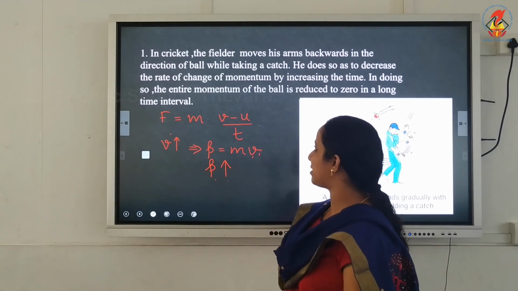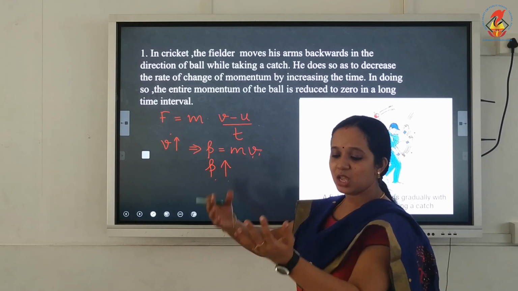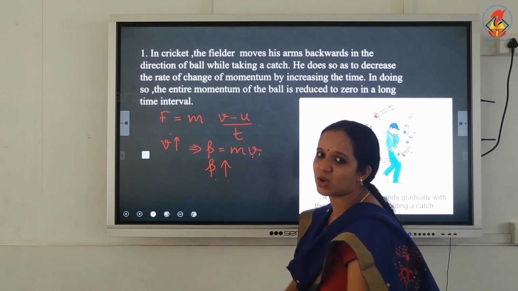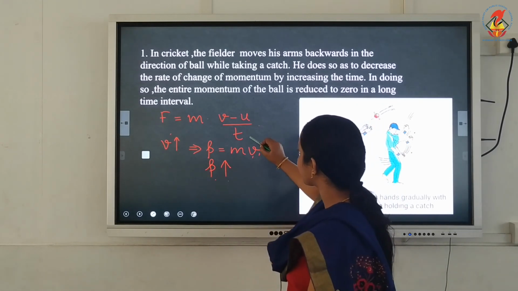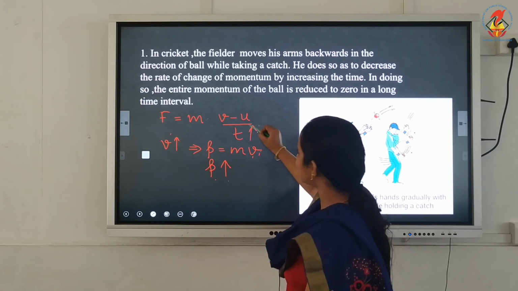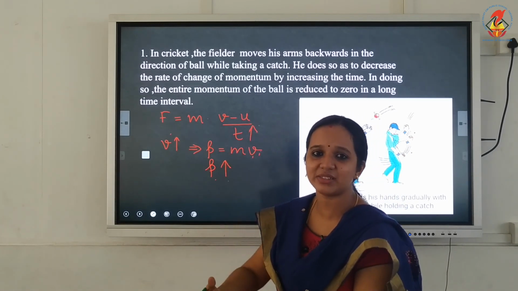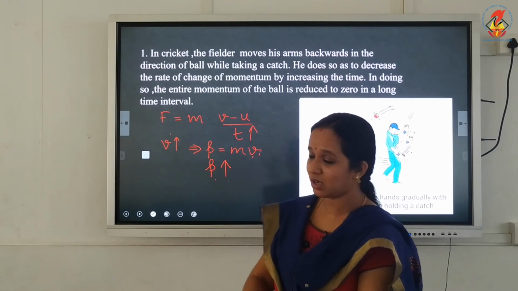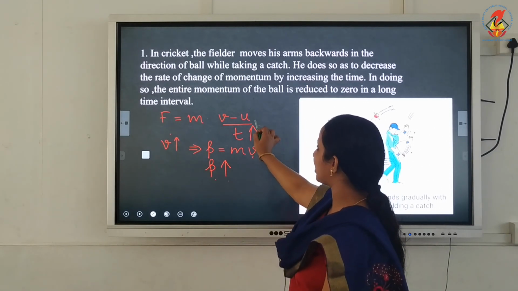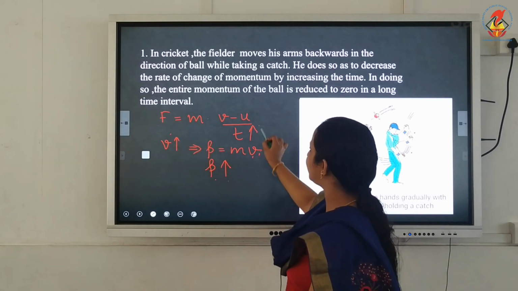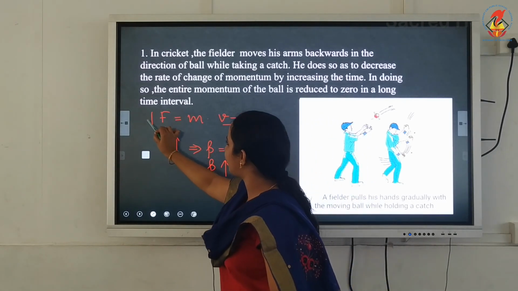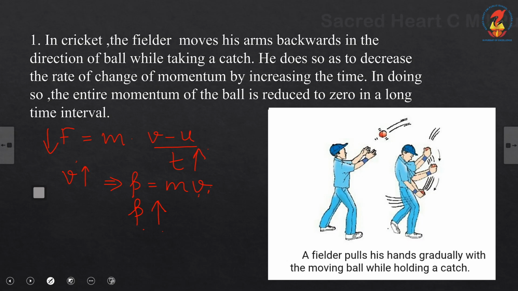Now move on to this equation. F is equal to m into v minus u by t. He is moving his hand backwards, which means he is increasing the time of catch. If time between the catch increases, according to this equation, the force gets decreased.